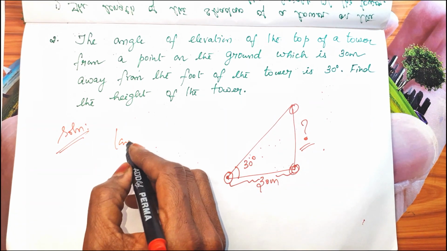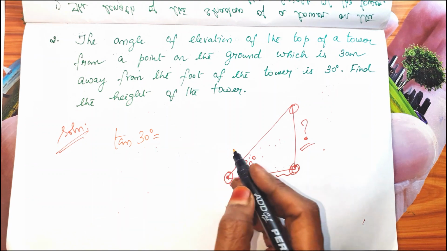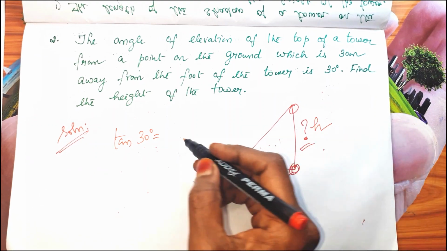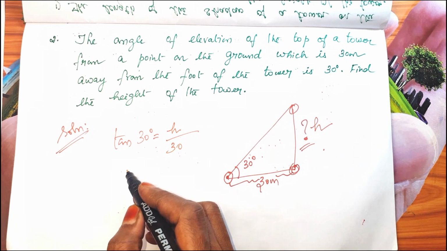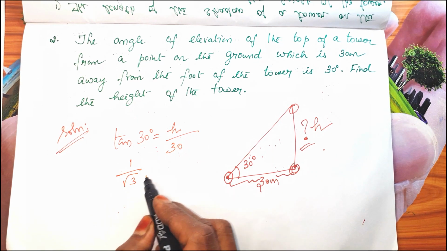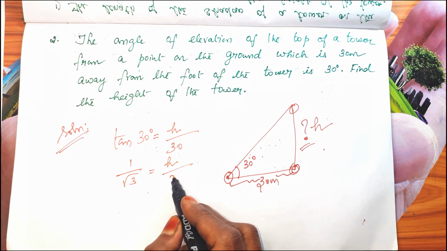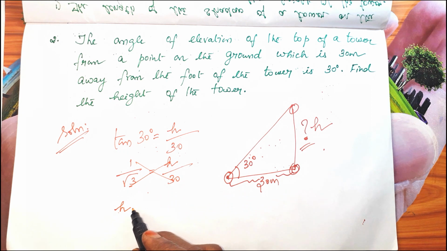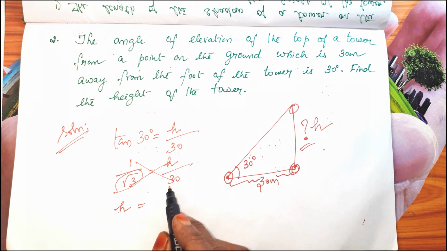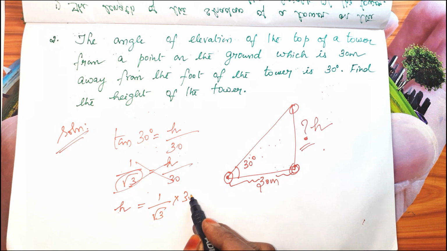So tan of 30 degrees is equal to the opposite side, which is not known. Let it be h, so h by 30. What is the tan 30 value? It is 1 by root 3, equal to h by 30. Keep h on one side, bring this 30 to the other side. So 1 by root 3 into 30. Am I right? How can we cancel this 1 by root 3 into 30?